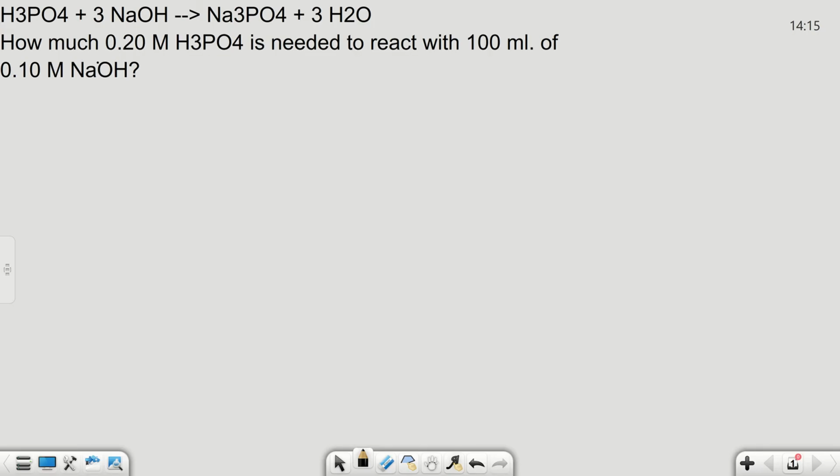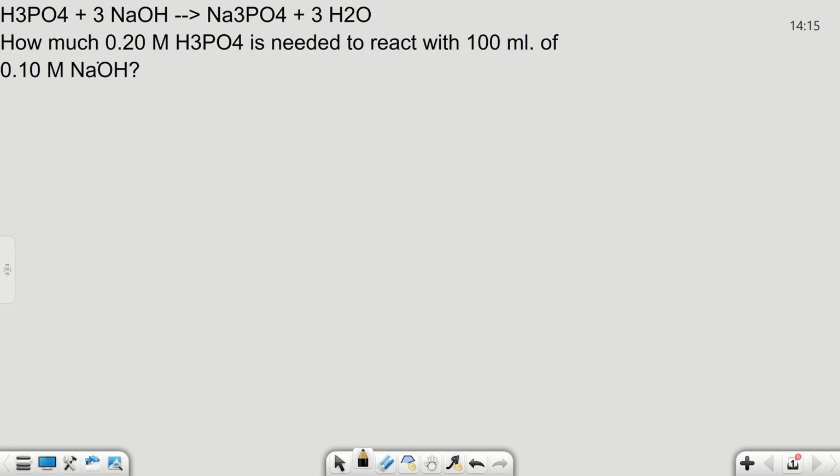So we have this problem here. H3PO4 plus 3NaOH produces Na3PO4 plus 3H2O. It's already balanced. How do I know that? It already has coefficients in the chemical reaction. So how do I approach this?